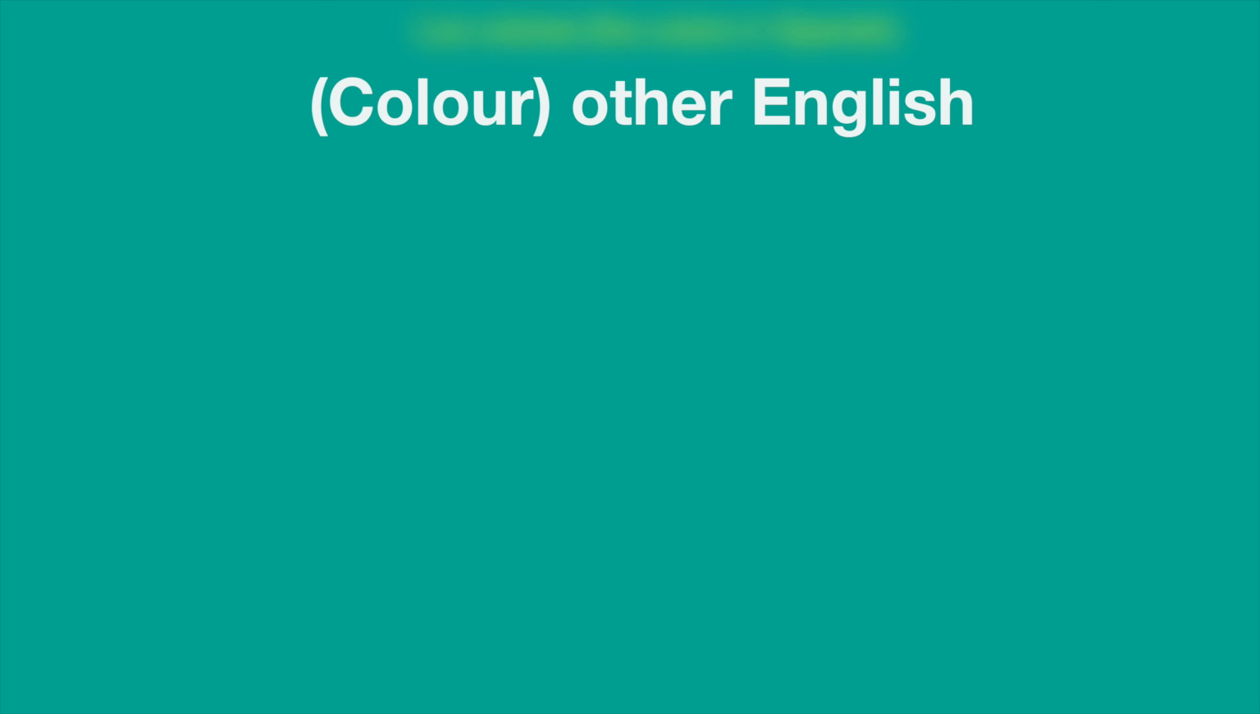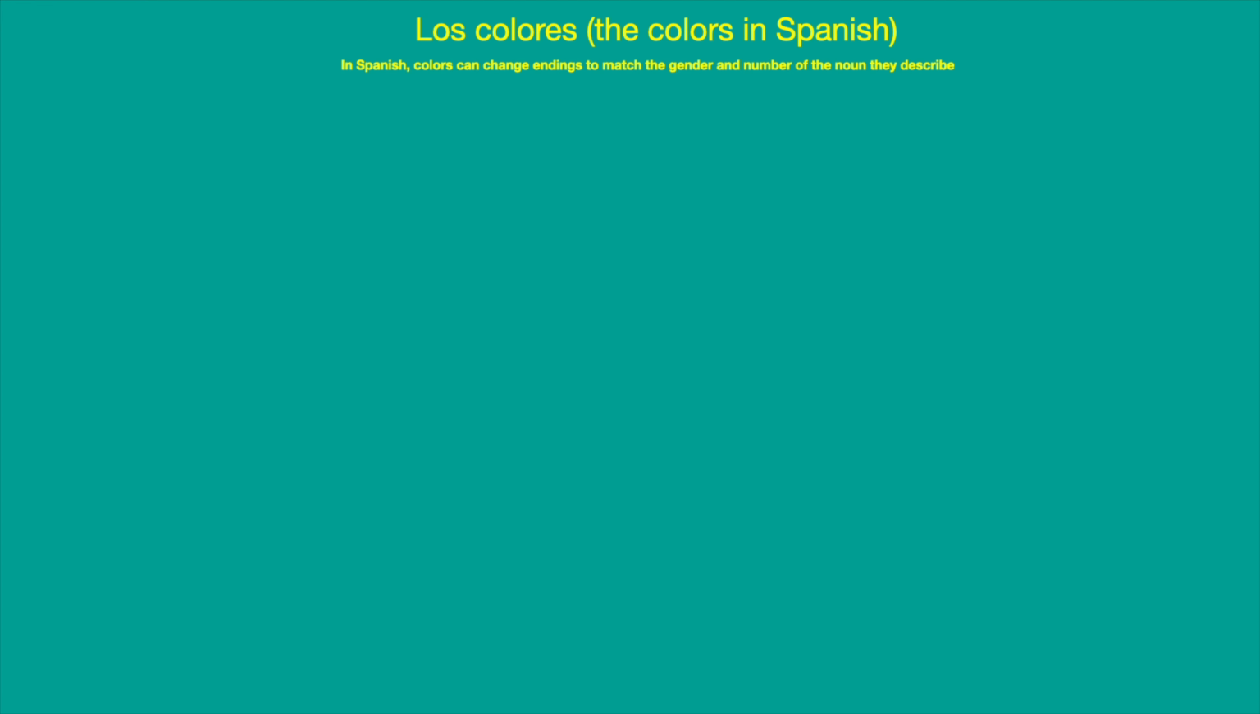So if you are ready for this lesson, let's go to the computer. We are going to start with los colores, the colors in Spanish. In Spanish, the same as most of our grammar, the colors also have to be conjugated with gender and number. So remember, most of our Spanish grammar is going to be gender and number: singular, plural, feminine or masculine, right?